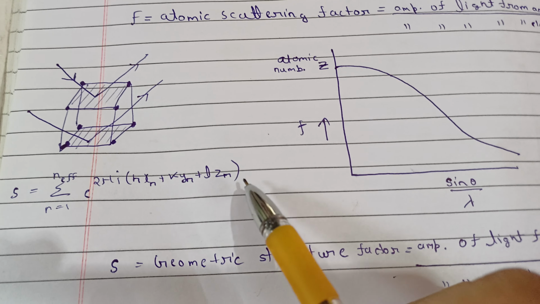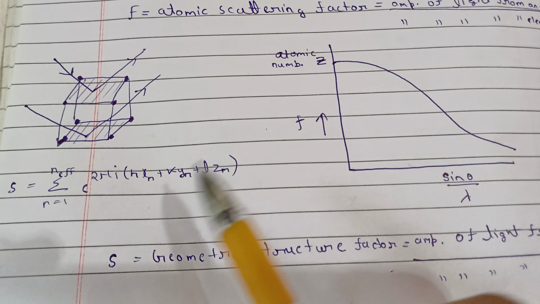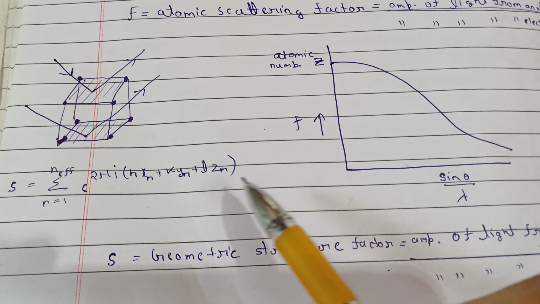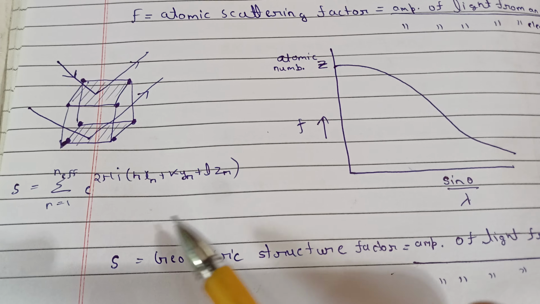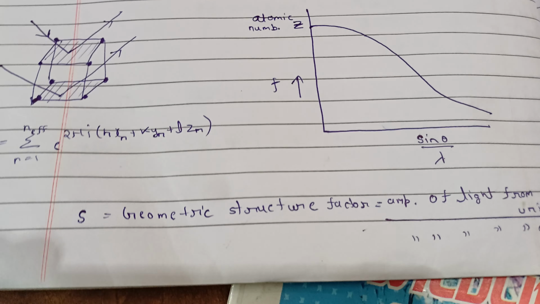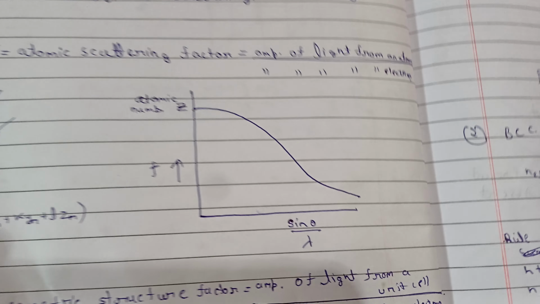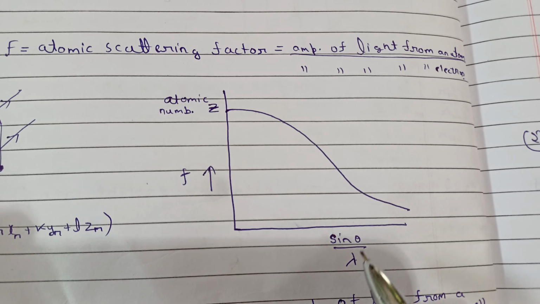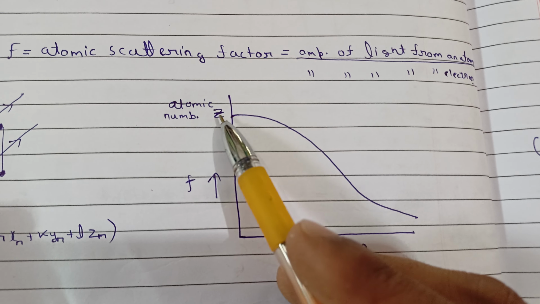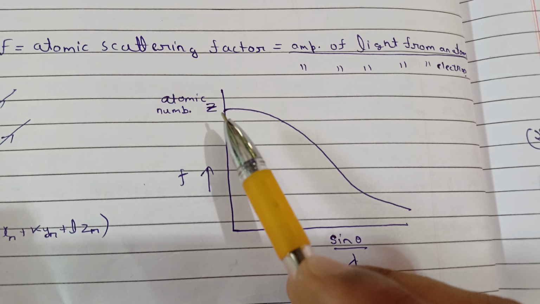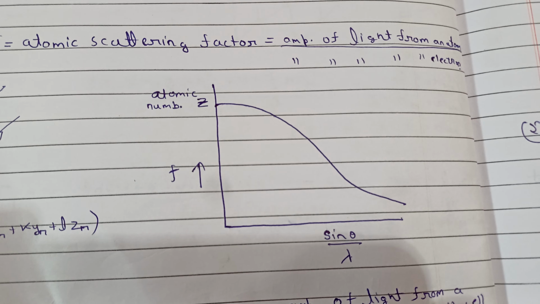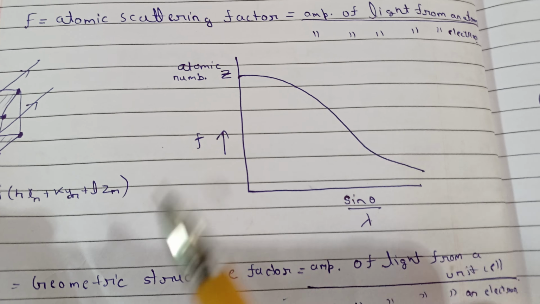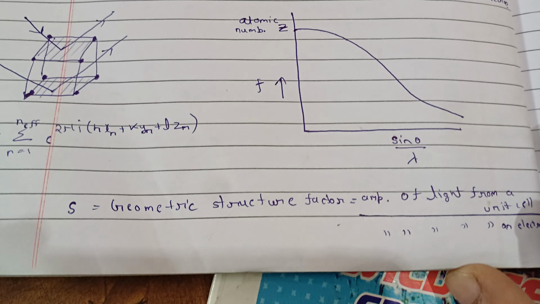So these x, y and z_n are the coordinates of the different effective number of atoms. If there are 3 atoms inside the unit cell, then it will be x1 y1 z1, x2 y2 z2, x3 y3 z3, okay. So see this graph also. This atomic scattering factor varies with sin theta by lambda like this, and this Z is the atomic number, okay. So this is the expression. Just remember this graph, okay, not that much important, but it can be used in the exam.